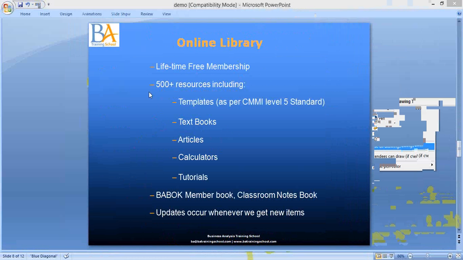This is an online library where you will have 500-plus resources, including templates, textbooks, articles, calculators, a web member book, a classroom notes book, and I'll be updating that whenever I get some new items.